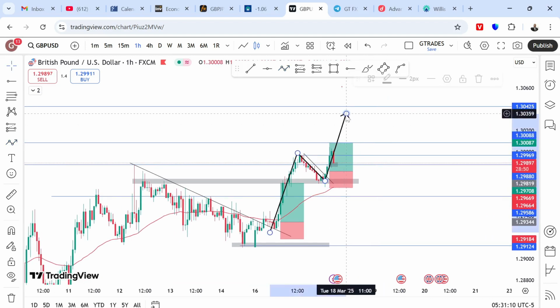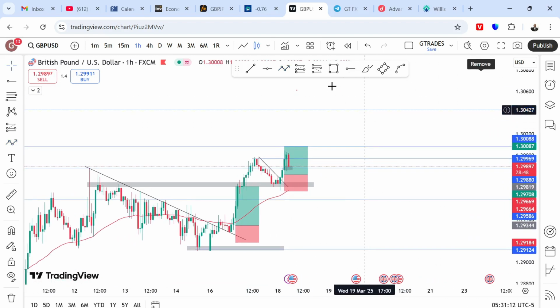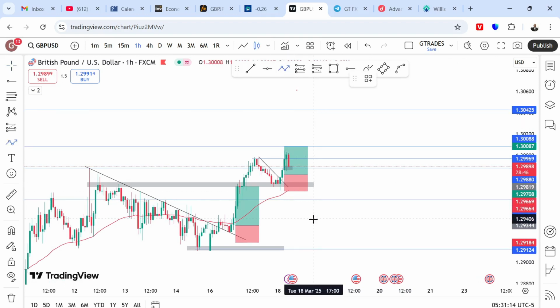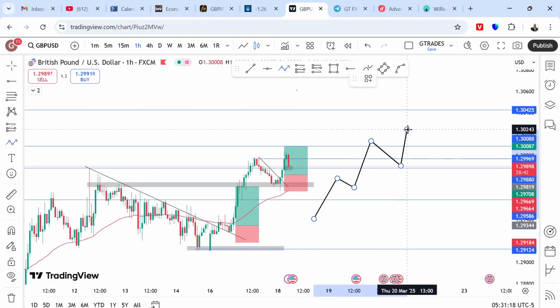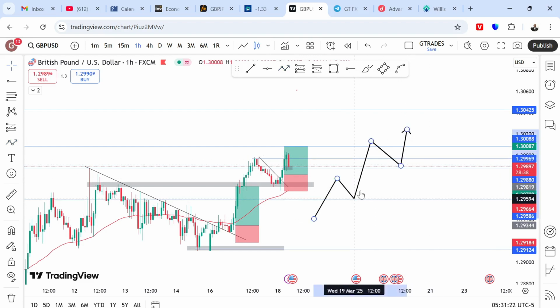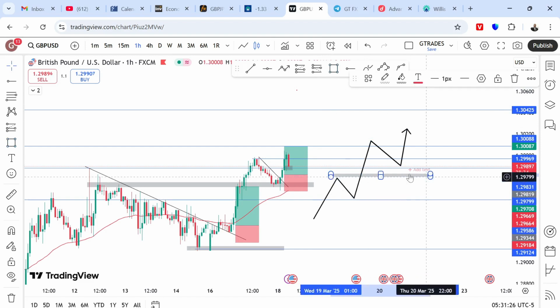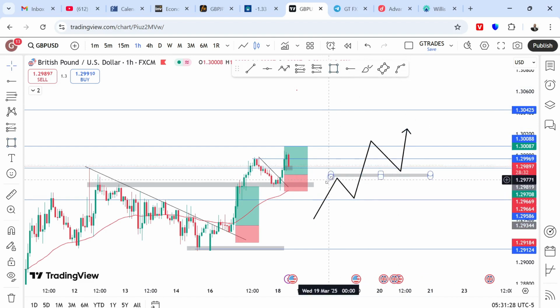I'm sure you know how price moves in the market. Price moves in a what? Correction and impulse. It's impulse, correction, impulse, correction, impulse. So we needed to wait for price to come back into this previous high. Then we go in for a buy. That was what happened here.